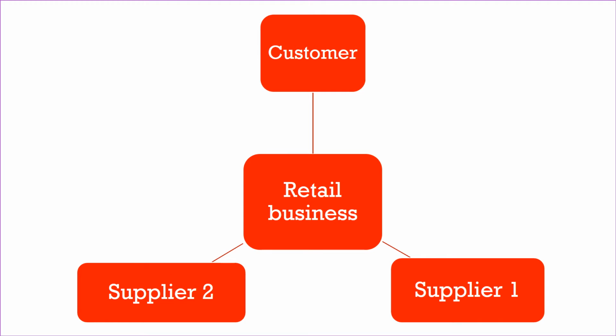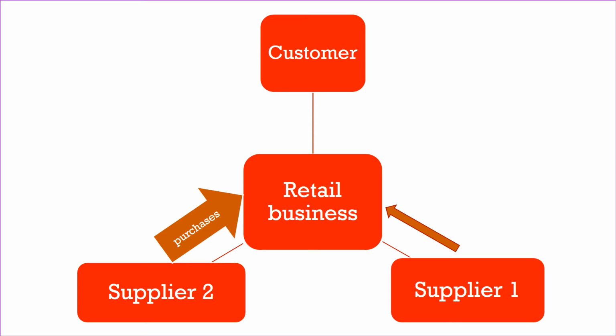The assumption in this diagram is that all the transactions were done on credit. So we have the suppliers, the business, and the customer. What happens is the retail business purchases goods from the supplier with the purpose of reselling them to the customer, who is the end user.